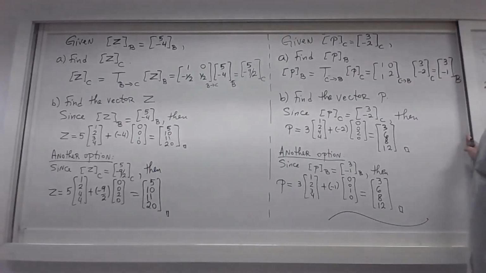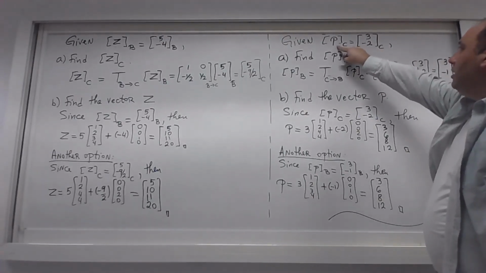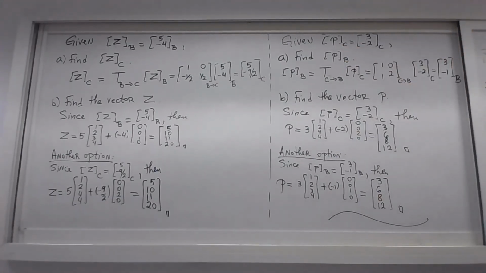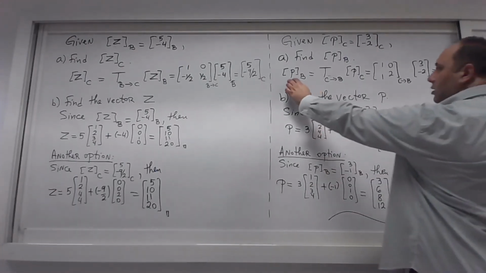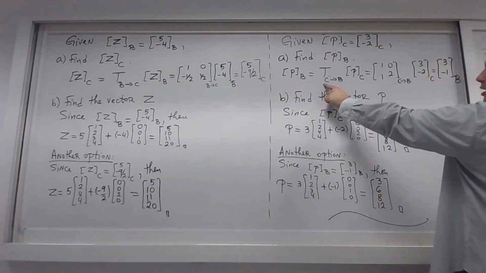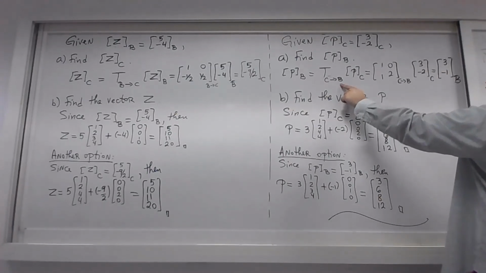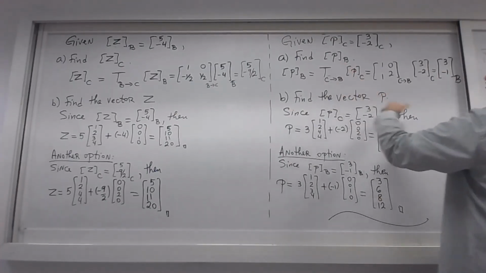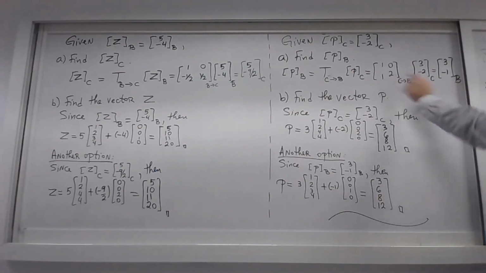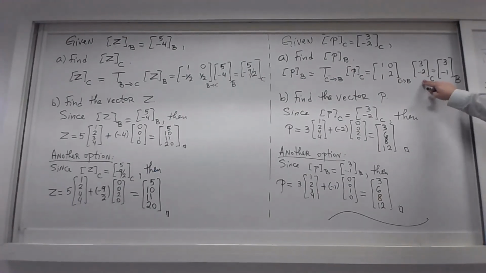Similarly here, I'm given vector P, which I don't know what's the vector, but I know that the coordinates of P in basis C are 3 and -2. So I have the coordinates of P in basis C. Question, what are the coordinates of P in basis B? Not complicated again. Coordinates of P in basis B are given by the product of transition matrix from basis C to basis B times coordinates of P in basis C. Do the product and you'll get the coordinates of vector P in basis B. So this is the transition matrix from C to B, times the coordinates in C. Do the product, you get coordinates in B. Finished.